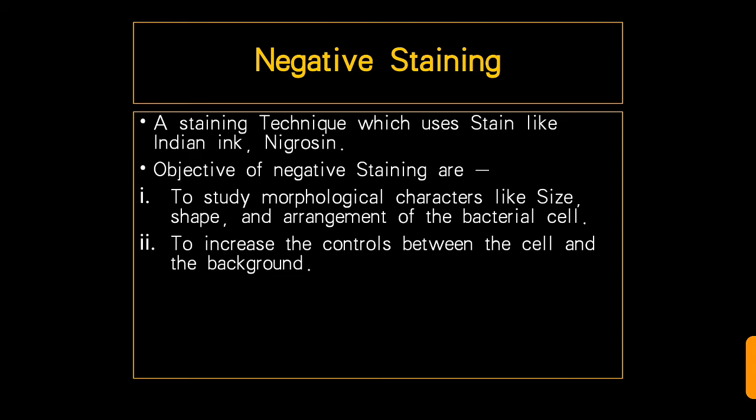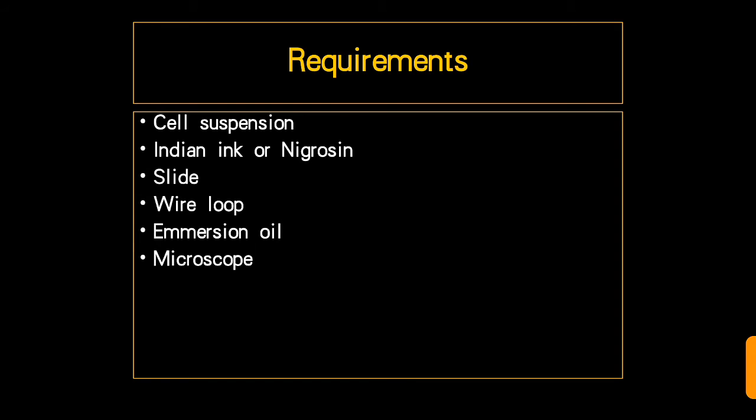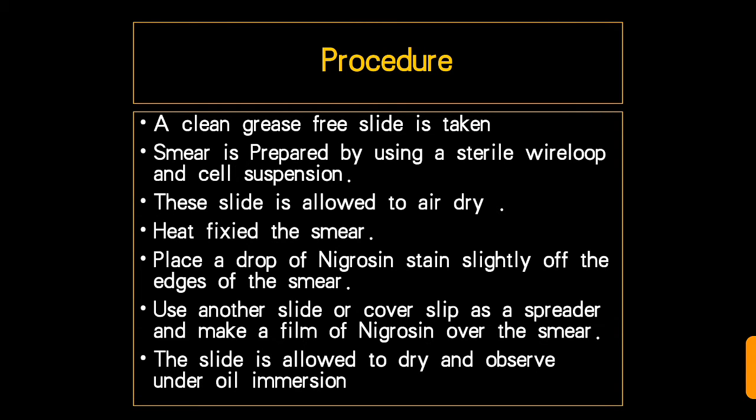Now we are going to discuss how negative staining is performed. We require a cell suspension. The stain we can use here is nigrosin or Indian ink. We require a slide, wire loop, immersion oil and a microscope for this negative staining technique.